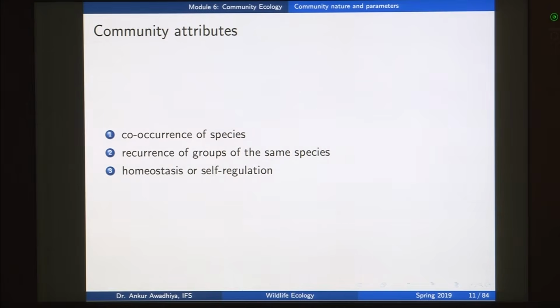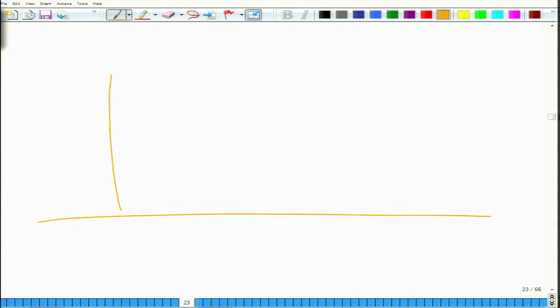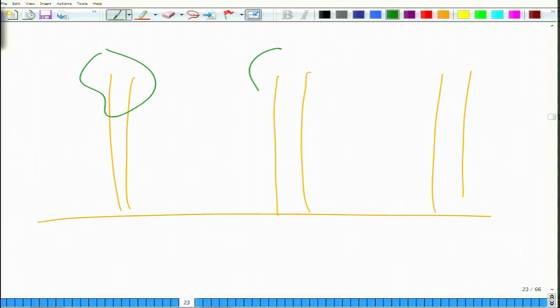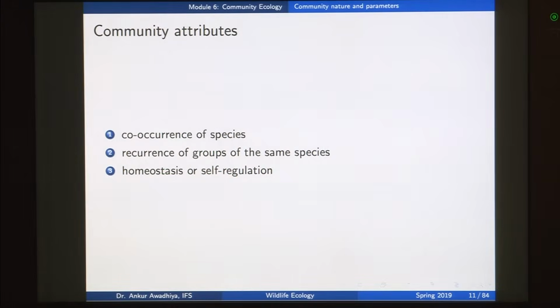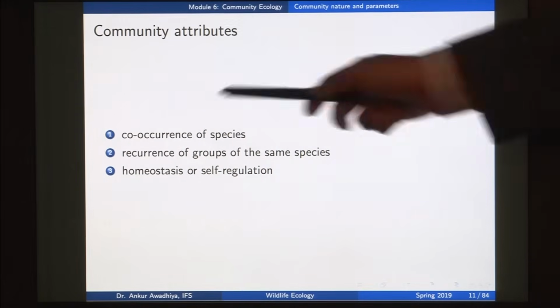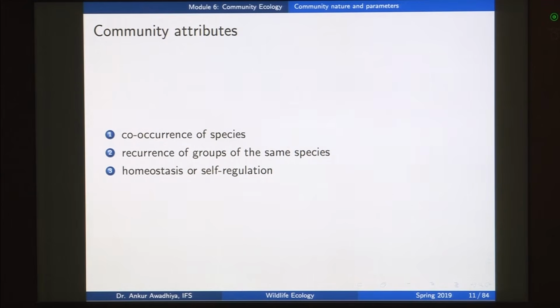So, let us say that here we have the tall trees of sal, and in the area in between you might have these small trees. They are known as Sinduri or Malotus, and they are associated with the sals. So, essentially where you have a sal forest, you will also find the Malotus trees. So, here we are talking about the co-occurrence of certain species. So, these species are occurring together, that is one attribute. So, we will call this a community of the sal forest because you are seeing these trees that are always associated together. The second one is recurrence of groups of the same species.